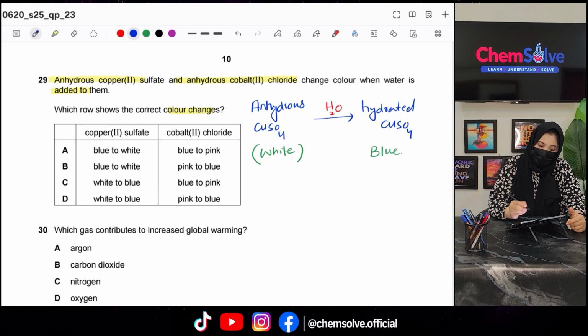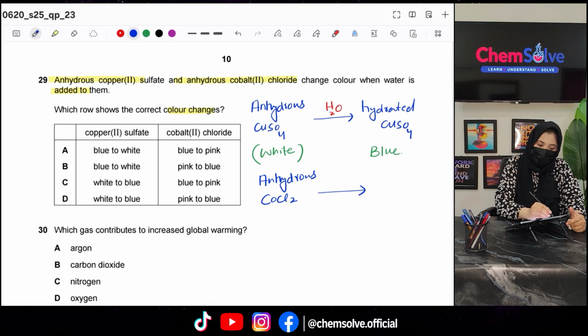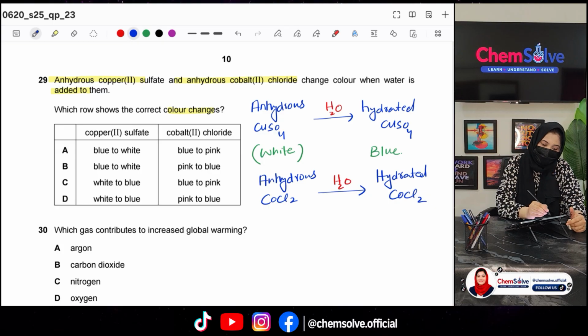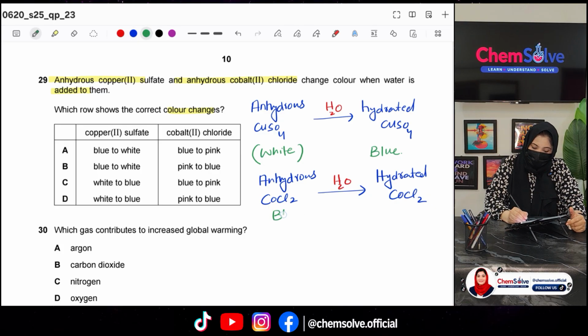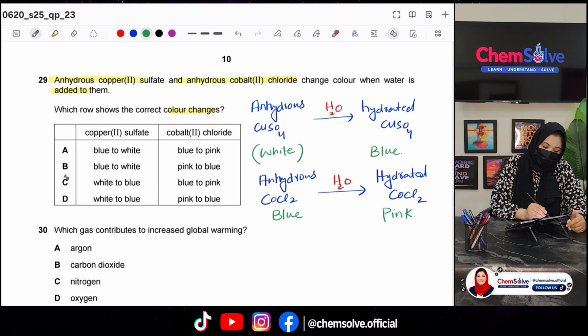And in the case of cobalt chloride, when we add water to anhydrous cobalt chloride, it changes into hydrated cobalt chloride. The anhydrous one is blue and the hydrated one is pink. You need to remember it is also called the test for water. So keeping this information in our mind, of course, the correct option is option C.